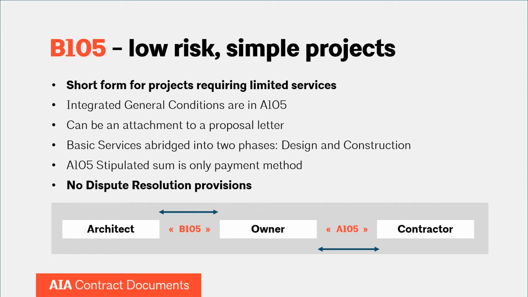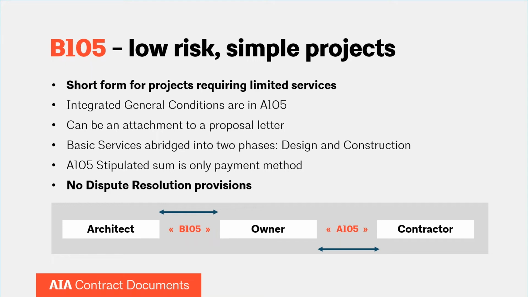So like I said in the last slide, before choosing a contract, just look at the scope, complexity, and the risk of the project. The scope is that it was really simple to draw. I drew a floor plan, a section showing some flashing, a little framing information. And we knew what we were going to draw and build, so there was no need for phasing design into SD, DD, CDs, which B105 does not do.